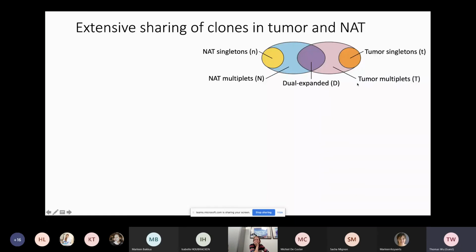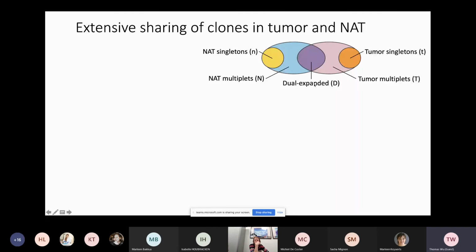But if it had multiple cells, it was a multiplet. If they're all in the tumor, we call it a tumor multiplet. If all the cells in that clone were in the NAT, we call that a NAT multiplet. And if this clone had cells from both tumor and NAT, we called it dual expanded.